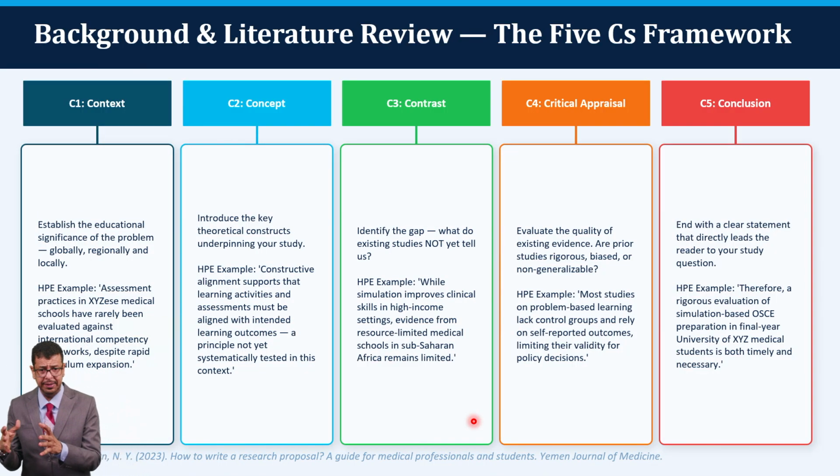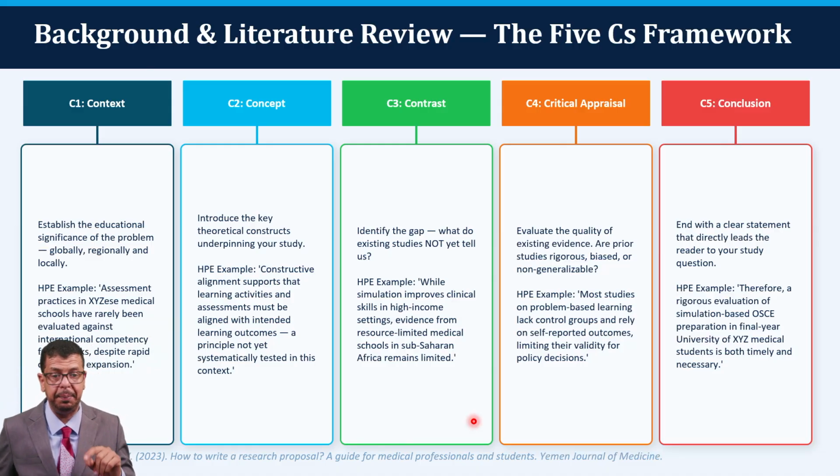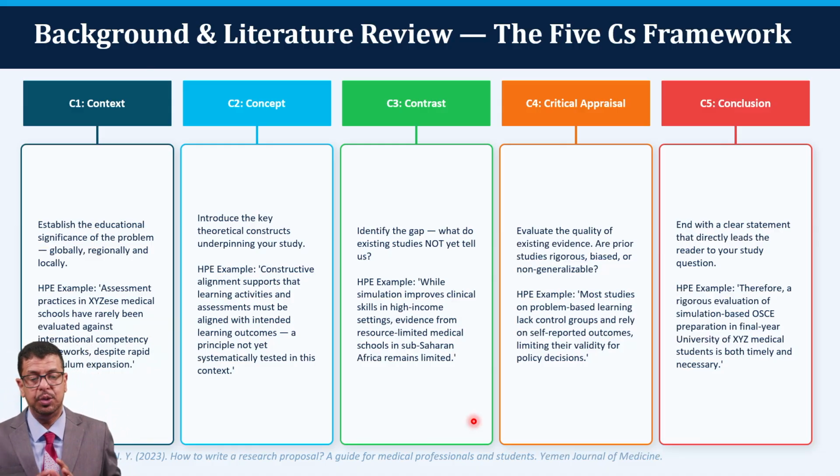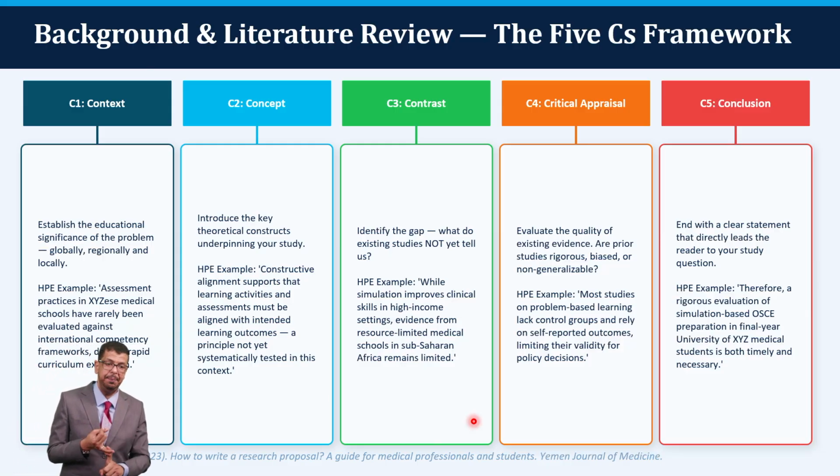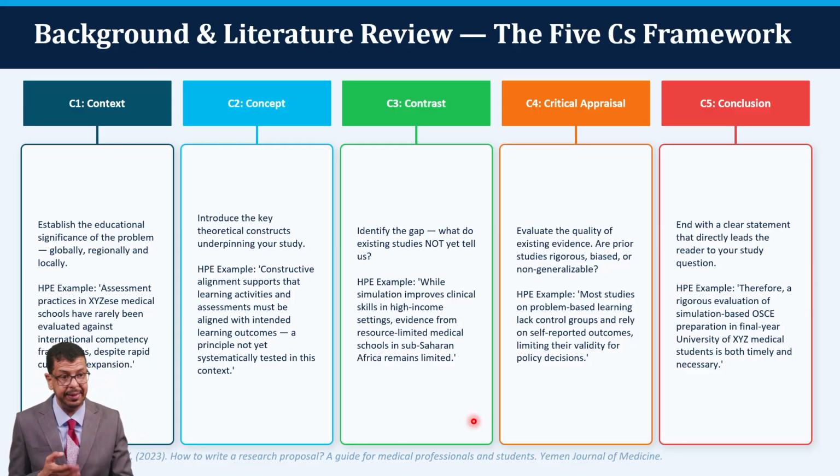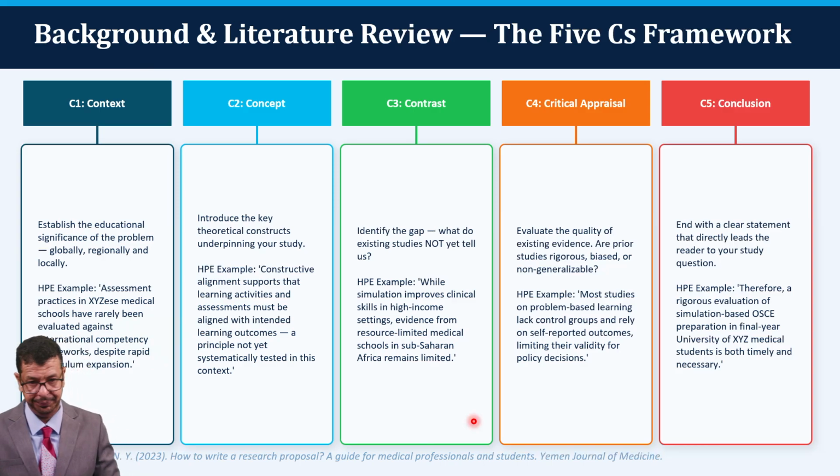Now we'll go to the literature review, which should be written very briefly in the proposal. In some universities, the literature review is not part of the proposal, but in others, they ask you to write one. When writing a literature review, you should think about these 5 C's: context, concept, contrast, critical appraisal, and conclusion.